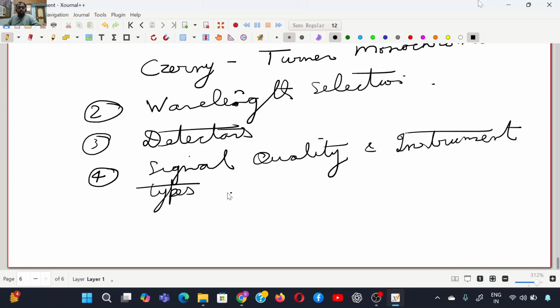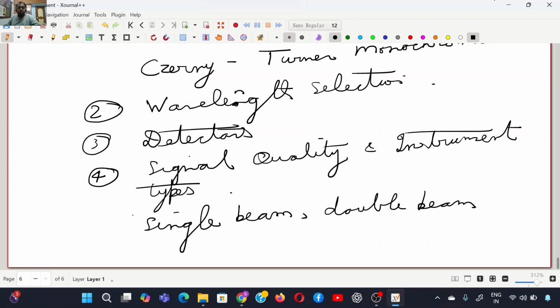Okay, because why this is important is that flame fluctuations can add unwanted noise. So we use amplifier locking at a specific modulation frequency so that only the desired signal is strengthened, reducing the noise. And here also the instrument types, single beam and double beam instruments. You can just Google about it and see what they are. I've not put the diagrams. So take it as your homework and try to find them.